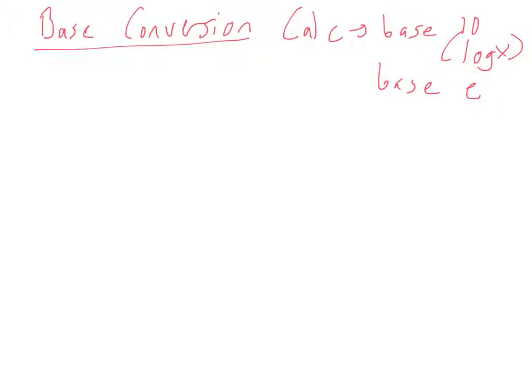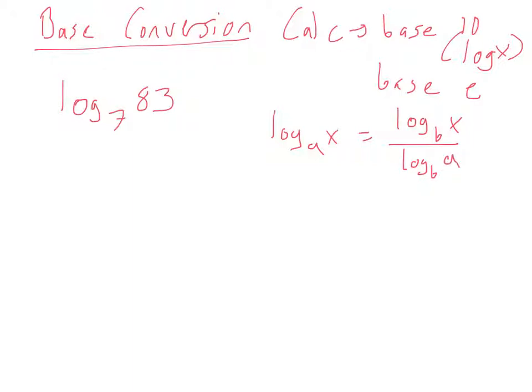So on the previous problem, I said log base 7 of 83, I believe, right? And so to actually be able to do that in your calculator, you're going to have to convert it. The conversion formula is: if I have log base a of x, and I want to convert this to a new base, let's call that base b, that's going to be log base b of x over log base b of a. So if I want to take one log and write it in terms of another log, I can use this formula.